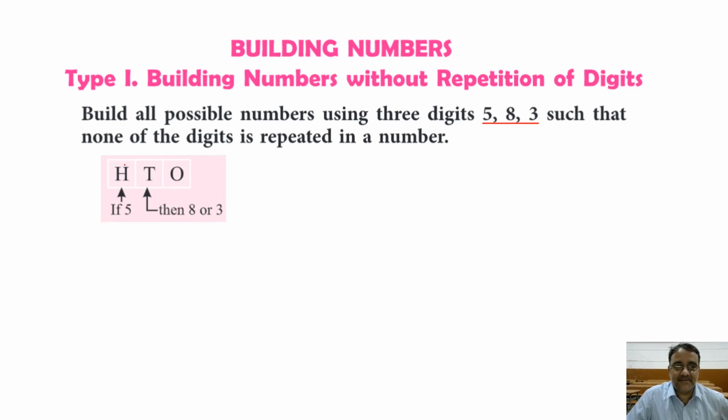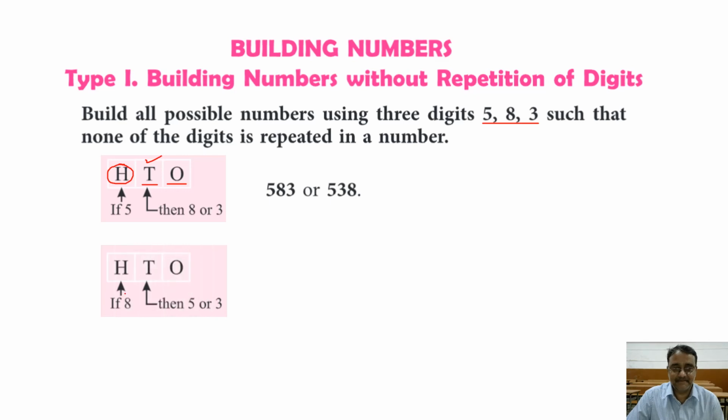if I fix 5 here, then in this place I can write 8 or 3. If I am writing 8 here, then 3 here. If I am writing 3 here, then 8 here. So I have 2 options. Now, if I fix the 100 place as 8, again in place of 10, I have 2 options, either 5 or 3. So 8, 5, 3 or 8, 3, 5.